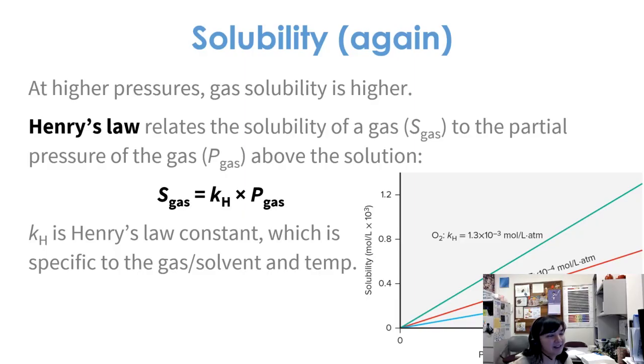As far as I understand, there are no trends for the Henry's law constant. I can't just look at a chemical and say, oh, that's going to have a high Kh value. But it is an experimentally found constant for that specific solution mixture. But this is really just to give us a fuller picture of solubility and why solutions form, right?